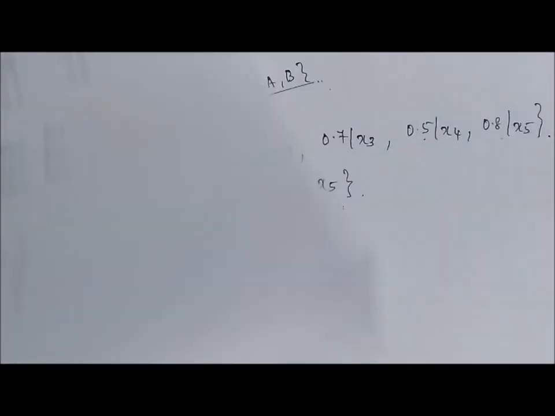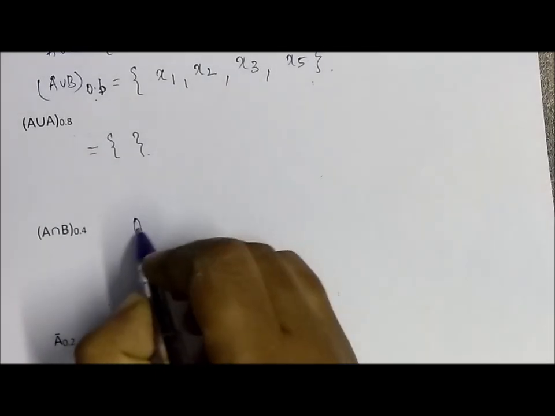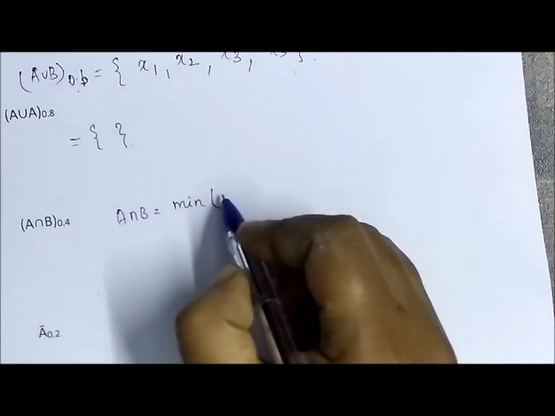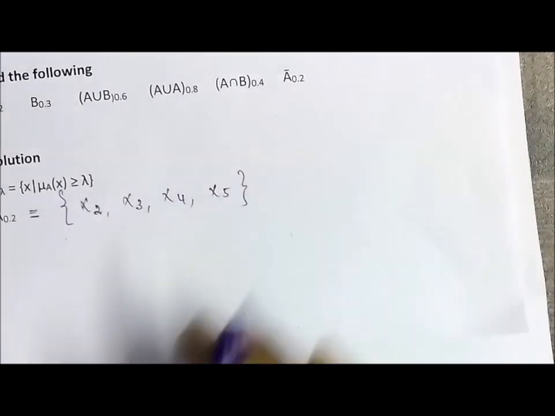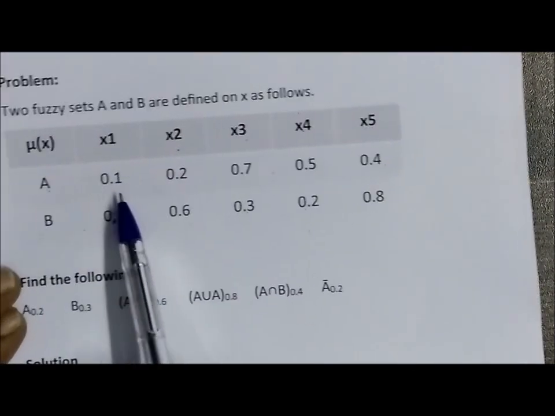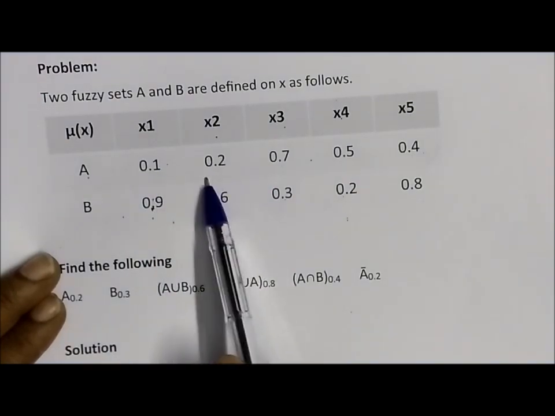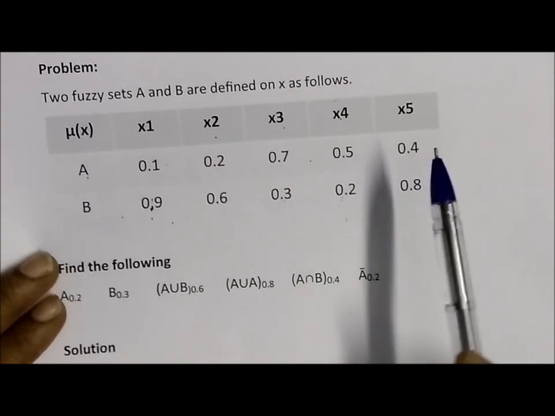Okay. The next thing is A intersection B 0.4. So what should we have for A intersection B? We have to find the minimum value between A and B. So what is the minimum value? See here, 0.1 and 0.9. Among these two the minimum value is 0.1. Among these two the minimum value is 0.2. Here it is 0.3, here it is 0.2, and here it is 0.4.